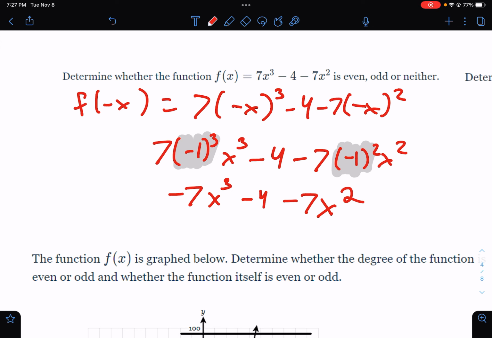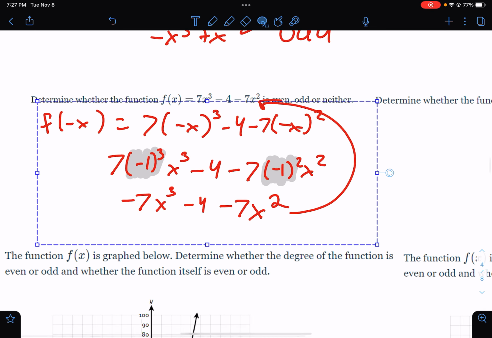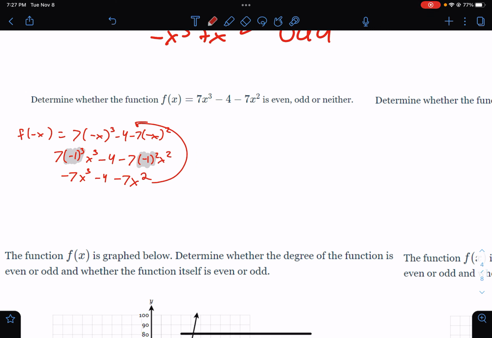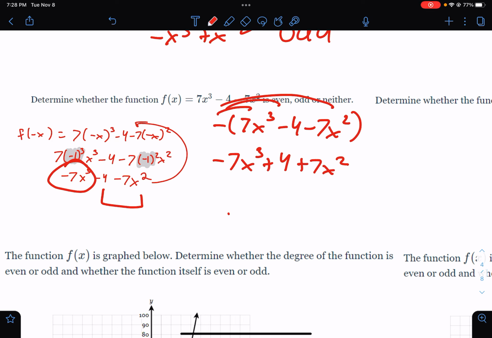All right. So now we have to look. Did we get the exact same function that we started out with? No, we did not. Okay. So now we have to see, did we get essentially a negated function? Did we multiply everything by negative 1? Well, if I were to do that, I get 7x cubed minus 4 minus 7x squared. I distribute that negative. I get minus 7x cubed plus 4 plus 7x squared, which is not what I got either, right? This term changed the way I wanted, but these did not, okay? So this one is neither.